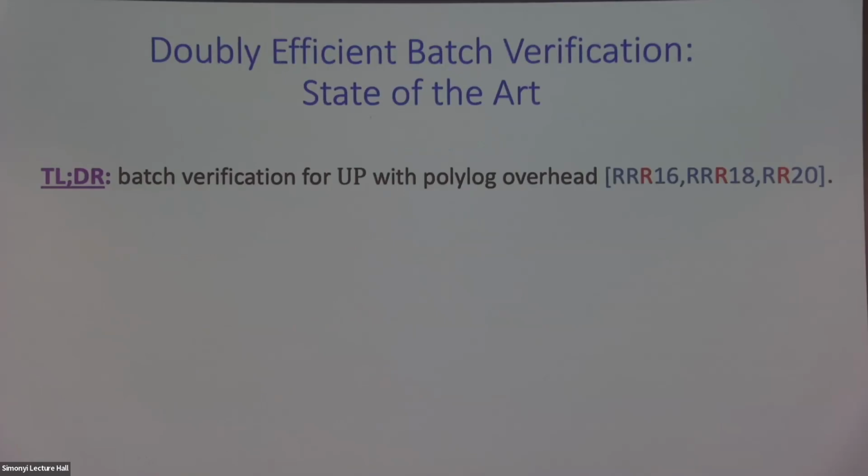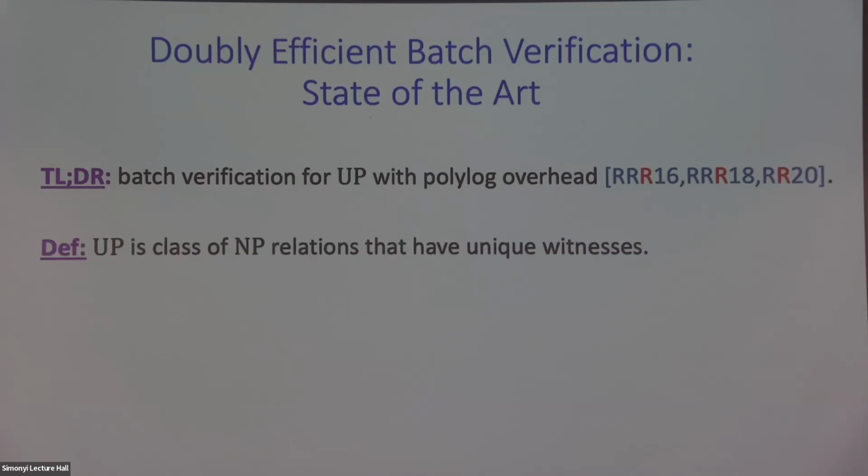So what's the state of the art? Well, in the sequence of works, the first one I talked about a few, I guess, 8-ish years ago here. These are joint works with Omer Reingold and Guy Rothblum. What we showed is that it's actually possible to do it for a very large class of NP relations. It's a class of UP relations. Just to remind you, UP is the subclass of NP relations in which, in the yes case, there's a unique accepting witness.